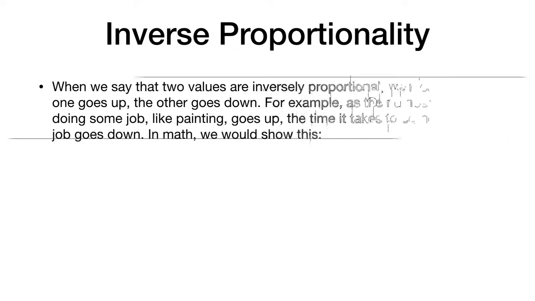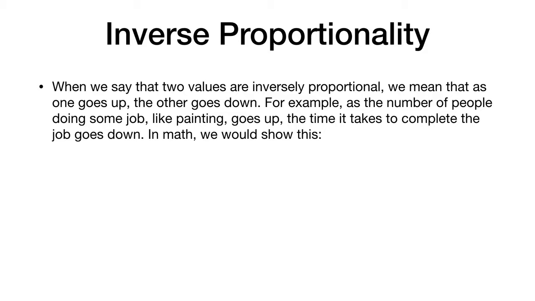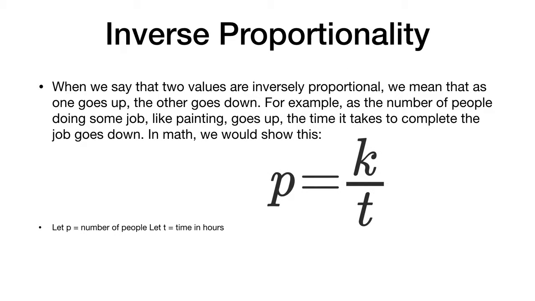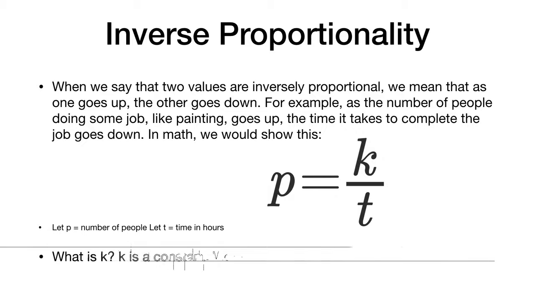All right, inverse proportionality. When we say two values are inversely proportional, we mean that as one goes up, the other goes down. For example, as the number of people doing a job like painting goes up, the time it takes to complete a job goes down. In math, it looks like this. P equals K over T, where P is the number of people, T is the number of hours. We also sometimes see this, by the way, where we're talking about like a cash prize. But before we do that, we have to know what K means, and K is the constant.